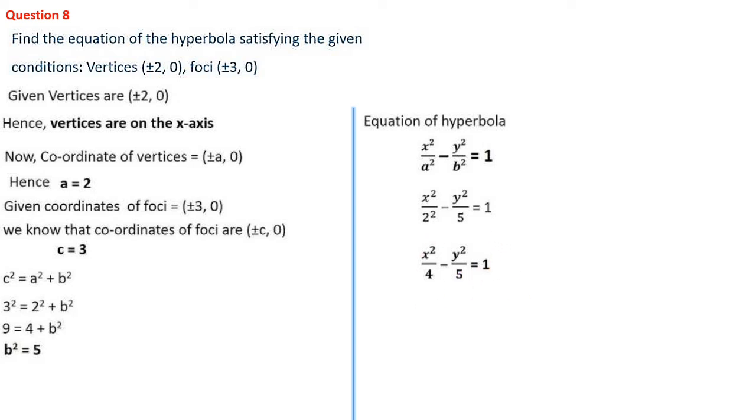Quite a simple question. Even this many steps are not necessary. Directly you can compare. Vertex you can write plus or minus 2 comma 0, that will be equal to plus or minus a comma 0. Likewise, for foci also, plus or minus 3 comma 0, you can just directly equate with plus or minus c comma 0, and we can write down the equation.